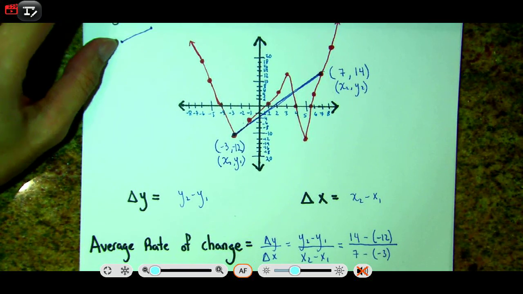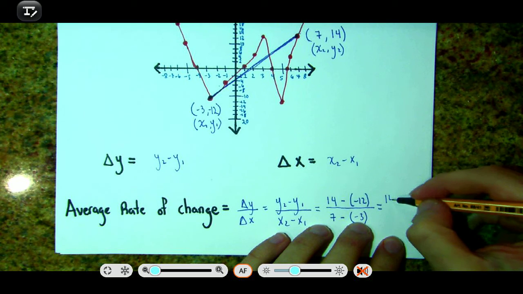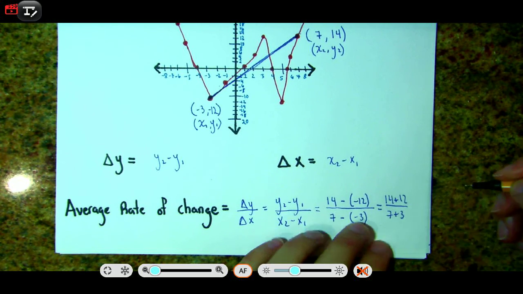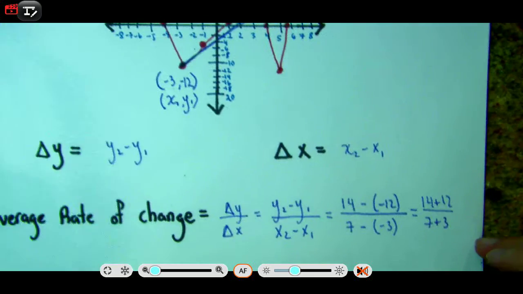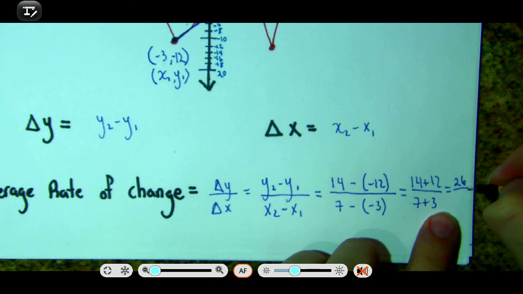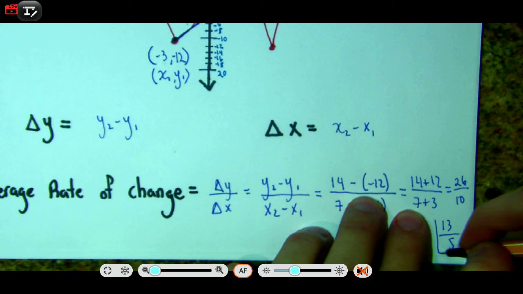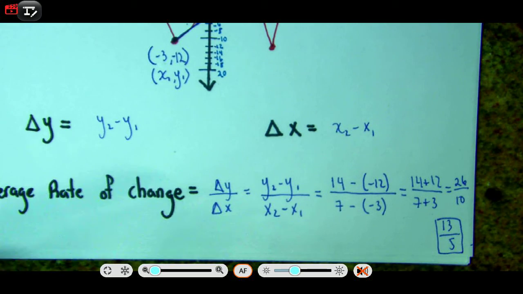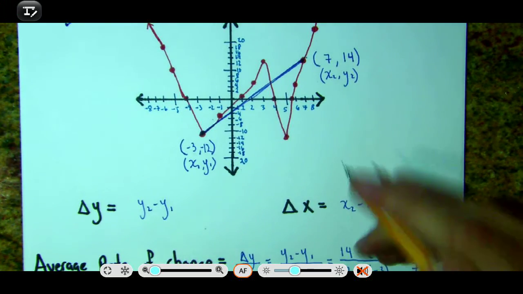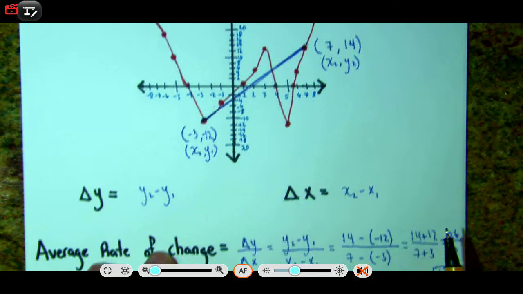Okay, and then here we just use simple algebra. This is going to be 14 plus 12 over 7 plus 3. Then let me zoom in a little bit so we have a better angle, and our average rate of change will be 26 over 10, or you could simplify it to 13 over 5. Okay, and that's really it. That's just a quick visual of what the average rate of change looks like visually, and algebraically this is how we calculate it.